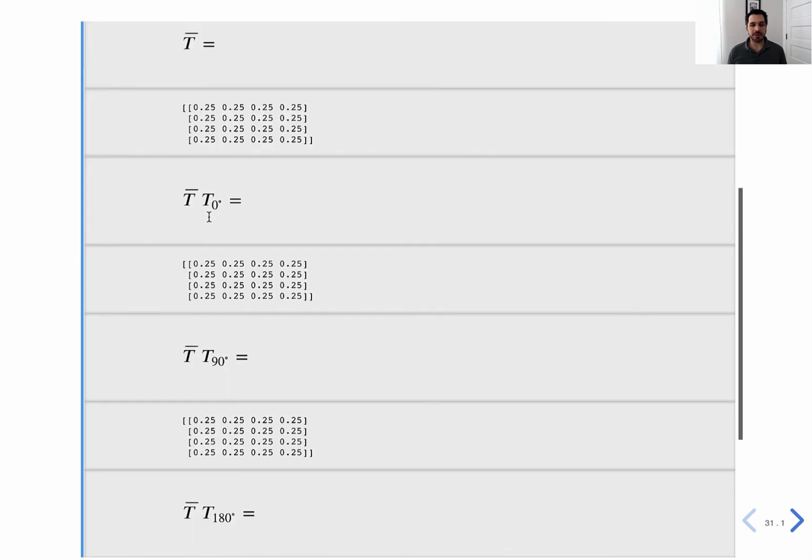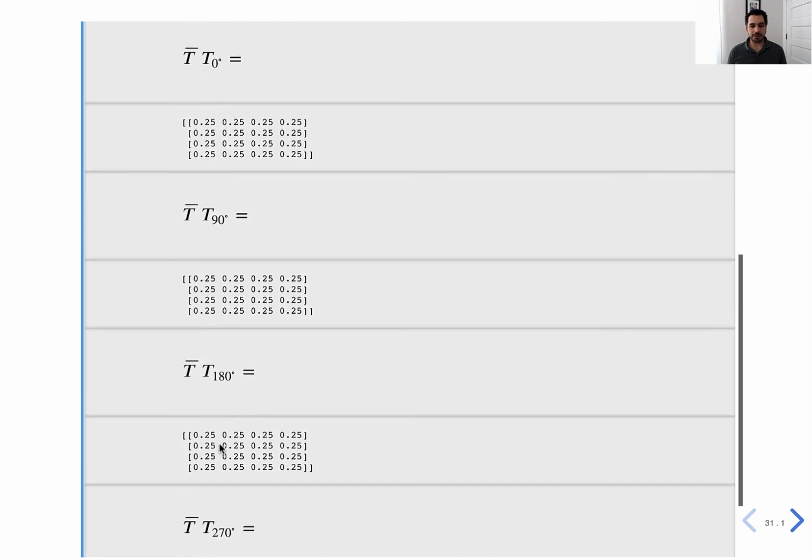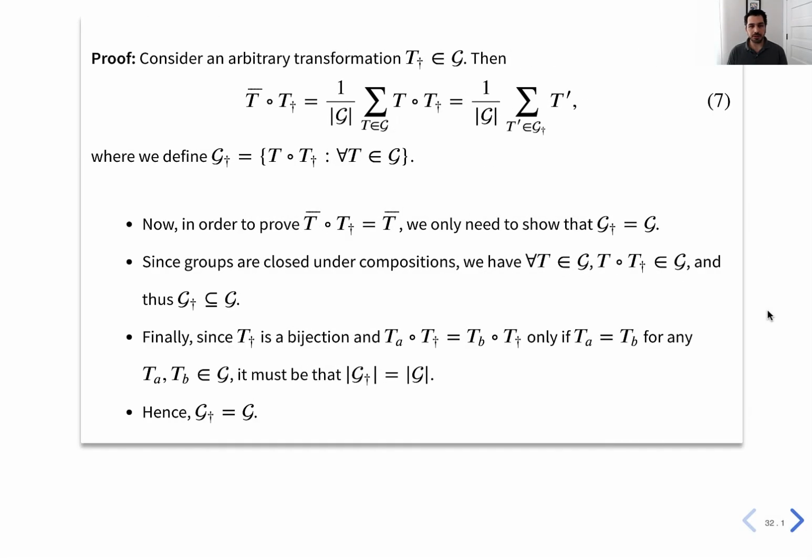Now let's right apply the transformations over the Reynolds operator, and we can see that the Reynolds operator remains the same. We can prove this invariance by the fact that it's an average over all transformations of the group and all the transformations are invertible.